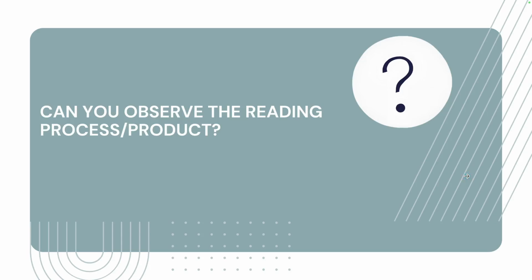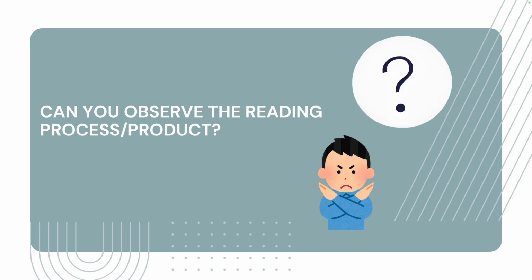Okay, second question. Can you observe the reading process or the reading product? Okay, same thing. Think about this first before you continue on. Pause the video. All right. So the clear answer is no. And we went through this in previous chapters. You can't actually observe someone's reading process because it's happening inside the brain.